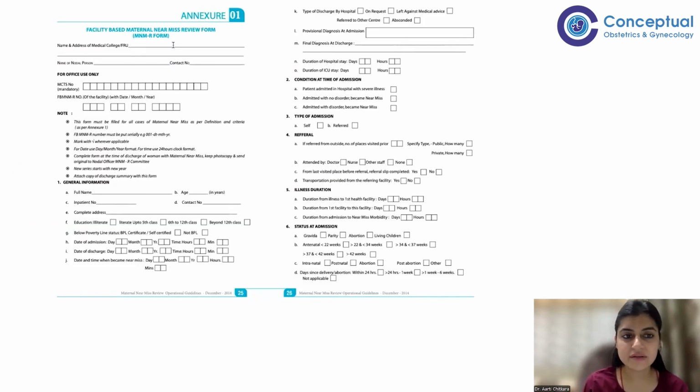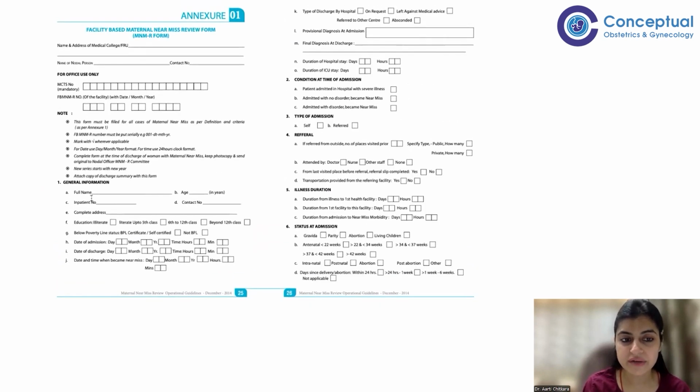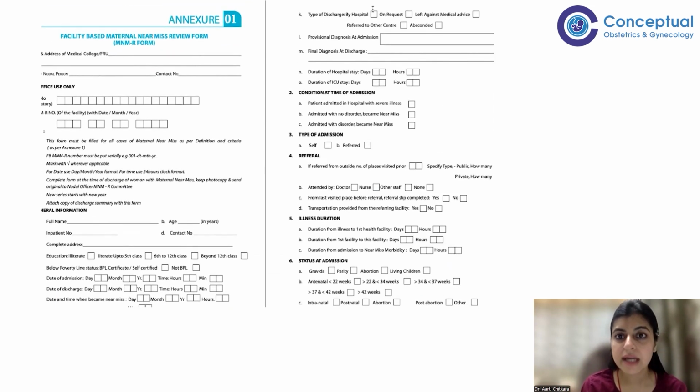So the first section, it has almost 10-12 sections, where section 1 talks about the general information of the patient, where we are talking about the epidemiology, name, address, education status, below poverty line, that is her poverty status, admission, date of discharge, date and time when she became near miss, and the type of discharge, whether she took a voluntary discharge herself or was discharged by the hospital on request, LAMA, that is DOR, LAMA, referred to another center, or even absconded.